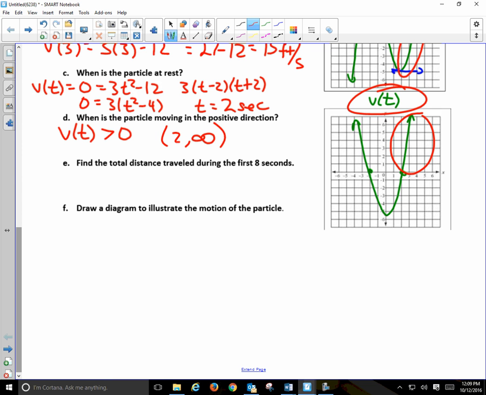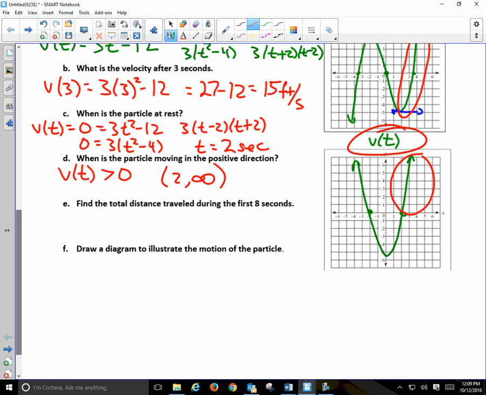Find the total distance traveled during the first 8 seconds. I don't want to do this one today because you're going to forget how to do it tomorrow. Okay? So we got this far during first hour or second hour, so we're going to pause here, and then we'll just pick up from here tomorrow. But this is where it starts to get a little bit more complicated, and if I show you today, I'm just going to have to show you again tomorrow anyway.